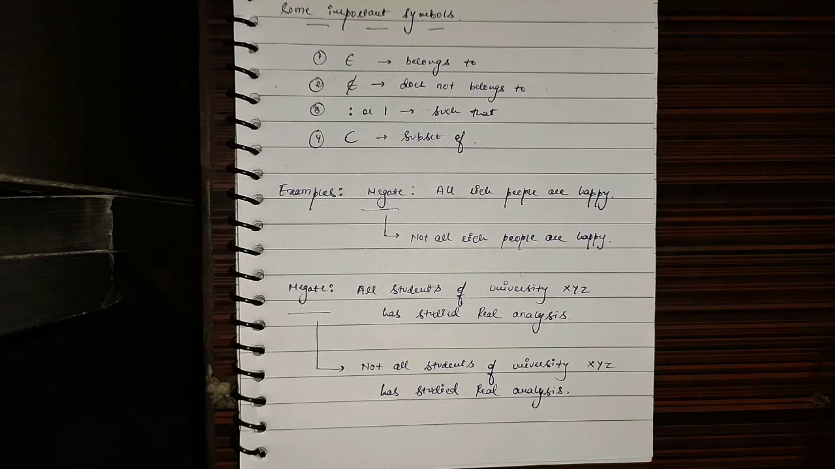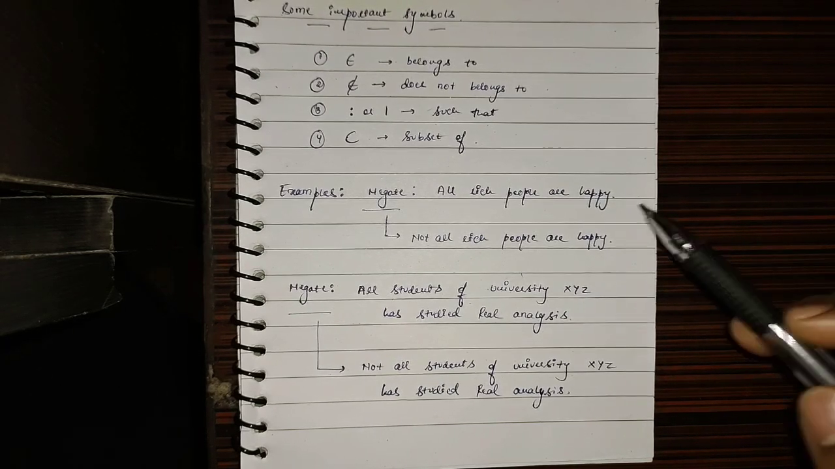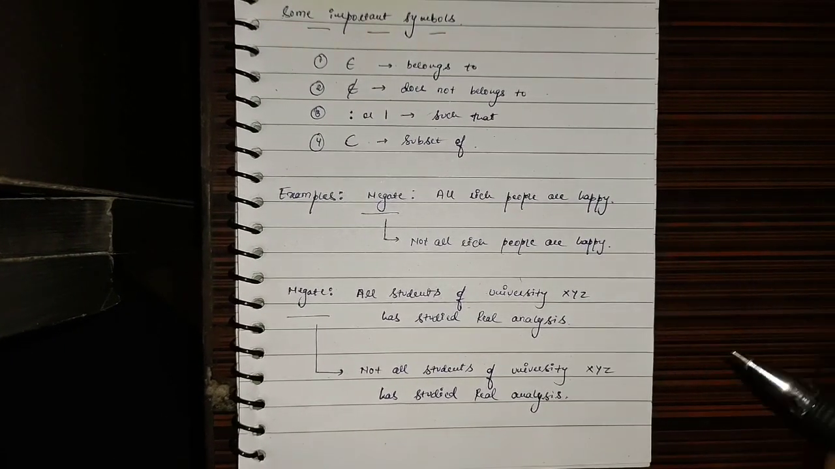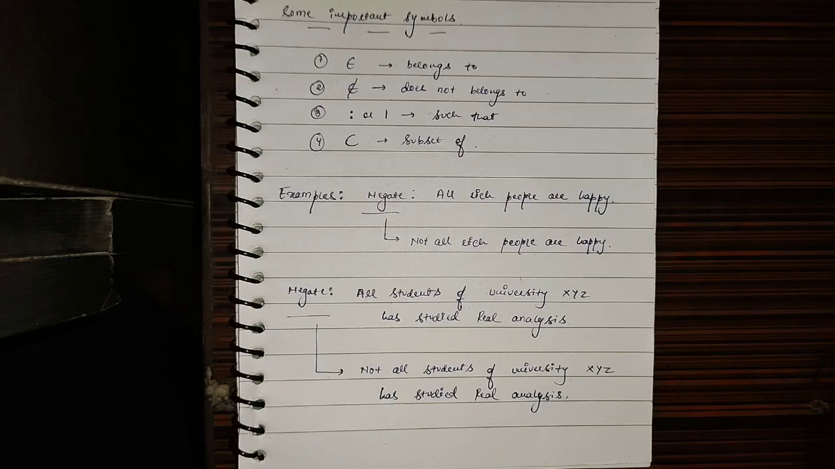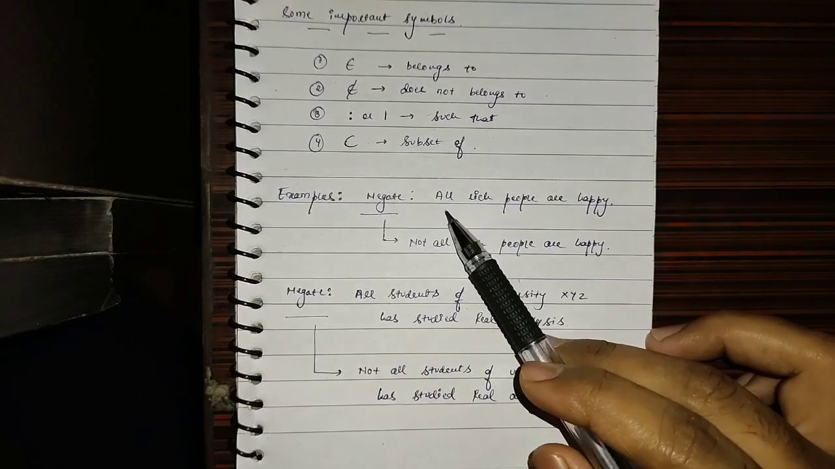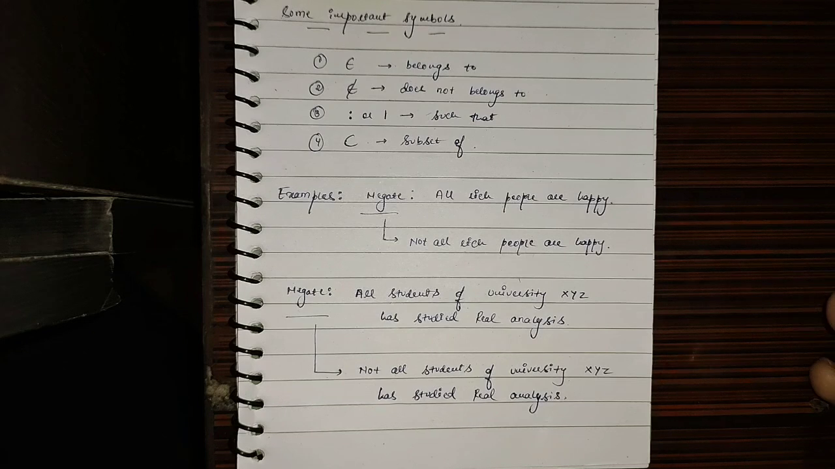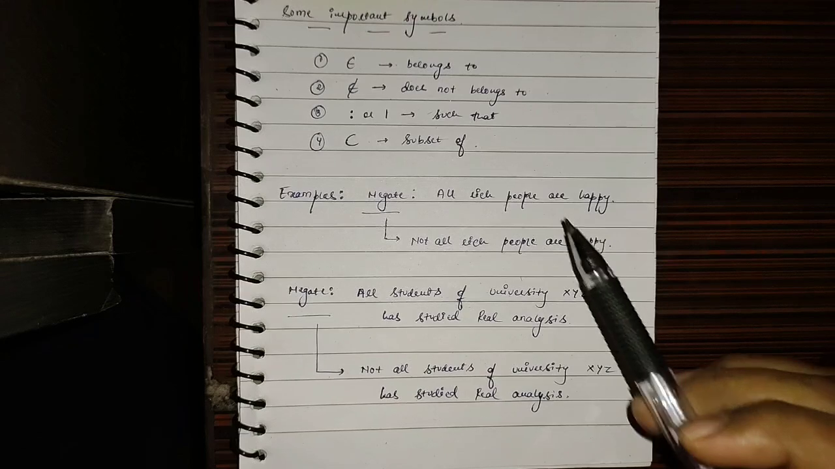But if I am able to find at least one person who is rich and not happy, then I can contradict this statement. I can say that this statement is false because I have found a person who is rich and he is not happy. So in this sense we can also take a hint that when we use all, we have used a universal quantifier here, from our earlier discussion of quantifiers.